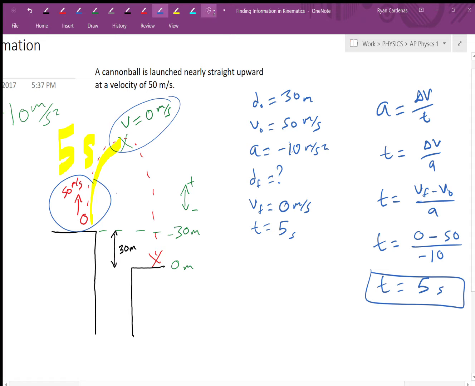Well, if I know that it takes 5 seconds to get to the top, it must also take 5 seconds to get down to this point right here. So that's something. I also know that at this point right here, it's going to have the same velocity, but in the opposite direction. And that's just because of symmetry. I know if we started from 30 meters above 0 with a velocity of 50, then by the time the ball hits that same altitude coming down, it's going to have the same velocity, just the opposite direction. What else can I do?